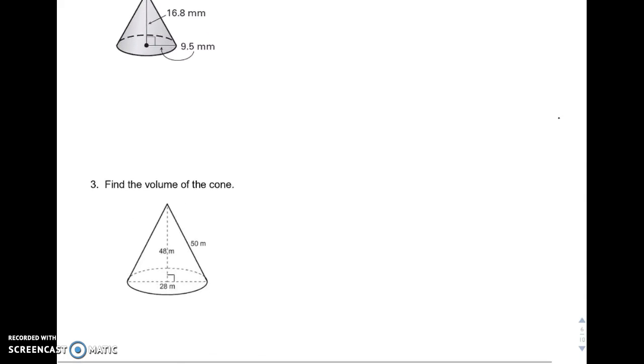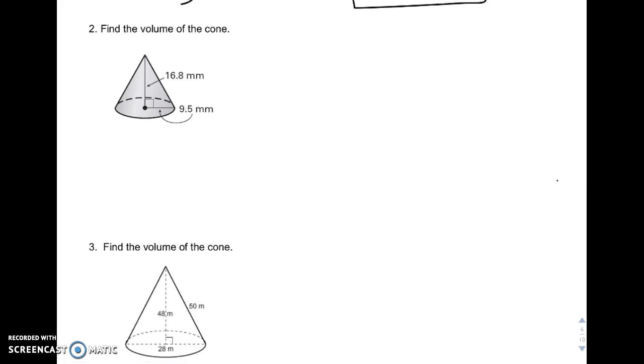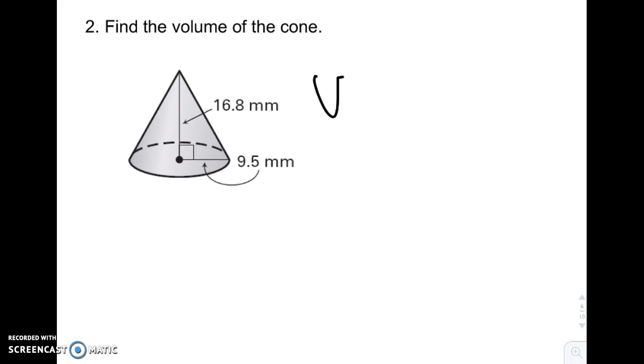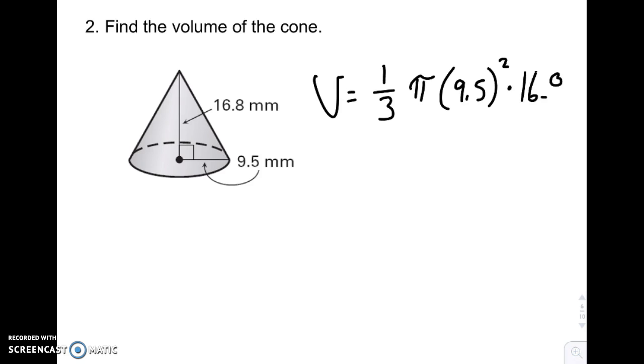We'll do one more together, and I'll have you try the next one on your own, but I want to just take a moment and make sure that we know where these buttons are on the calculator. So I'll set this one up first. Volume formula, volume equals 1/3 pi. The radius is 9.5. We'll square that and we'll multiply by 16.8. All right, so on your calculator, how is this going to look?